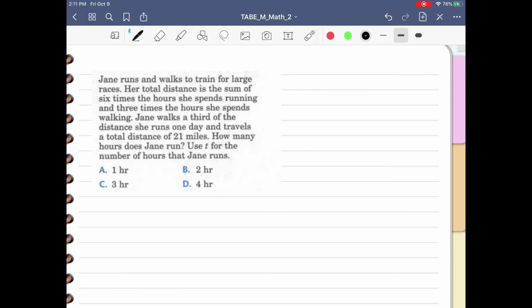Okay, let's start where we know. We know that she runs and walks. That's, at least there are only 2 things that she does. Her total distance is the sum of 6 times the hours she spends running and 3 times the hours she spends walking. So they want me to add her running time plus her walking time. That's what sum means. So 6 times the running, 3 times the hours she spends walking, and that would be the total number of hours. So on this given day, her total is 21.